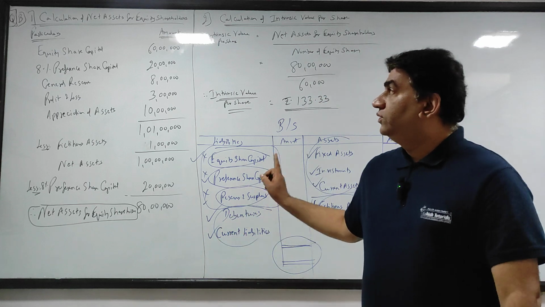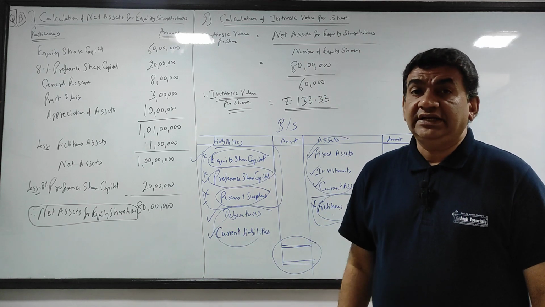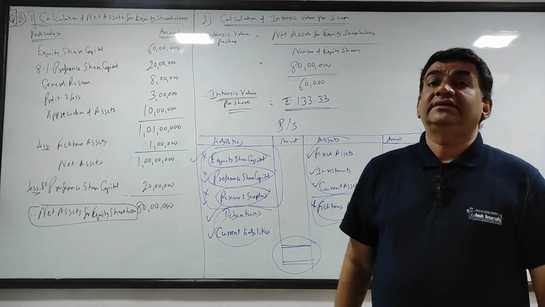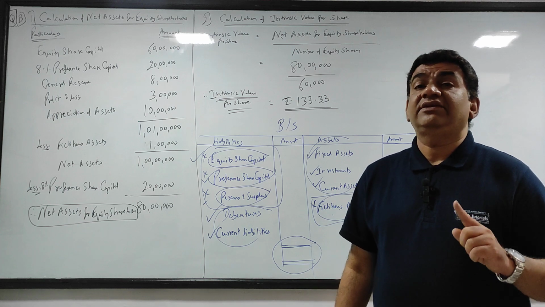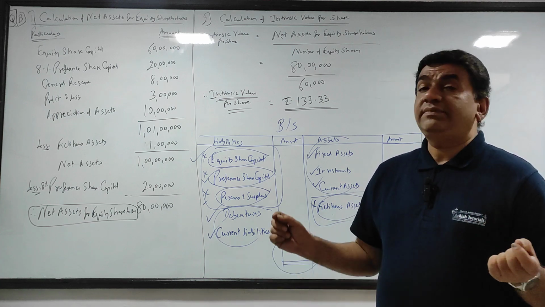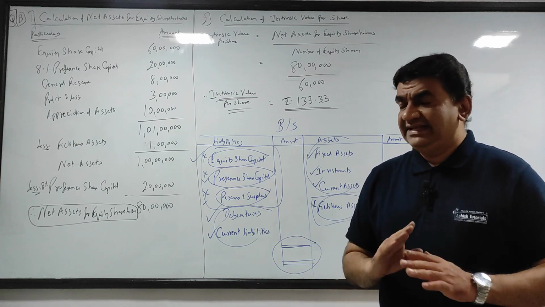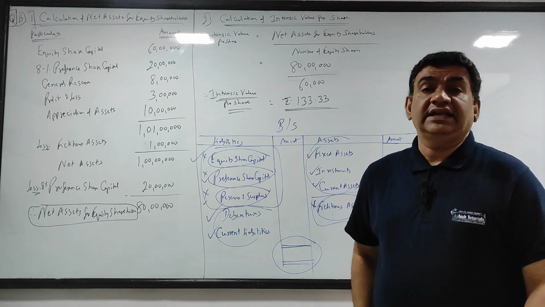Remember, to do the first method we need only the balance sheet. To do the second method, I don't need the balance sheet. I need profits and a little bit of information on share capital. How to do it, we will see later on.